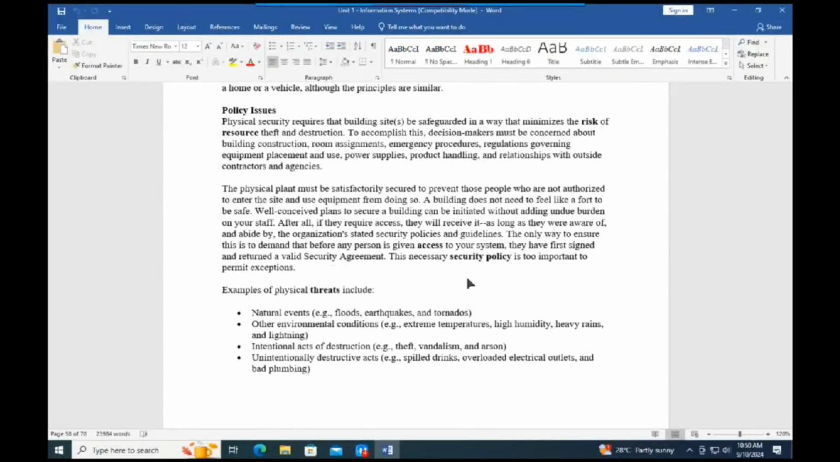Then we have policy issues. Now, when we talk about physical security, we are also talking about the requirements.